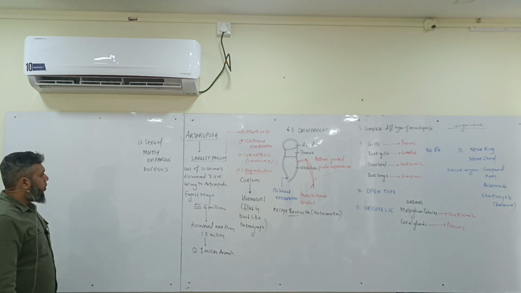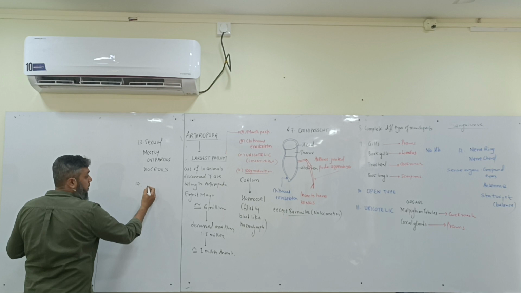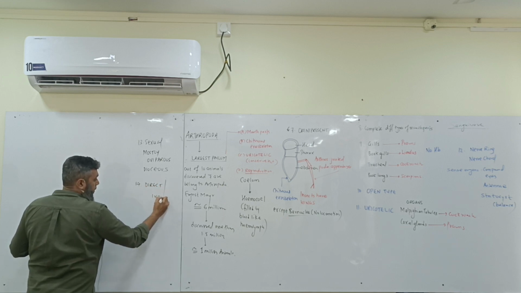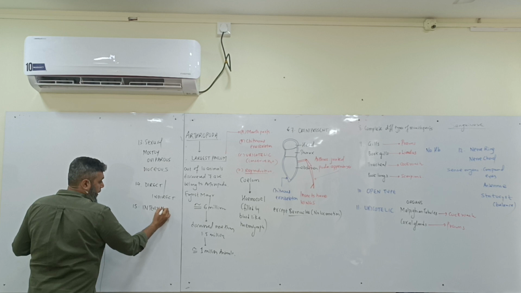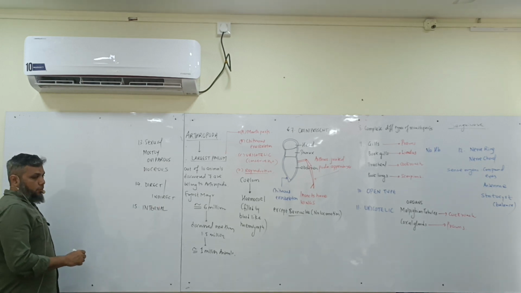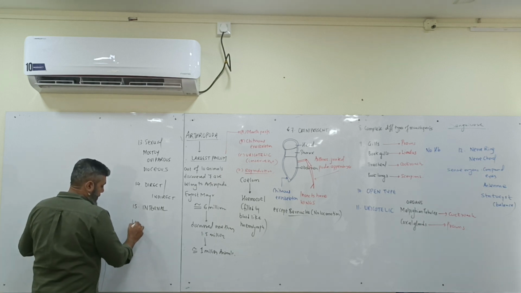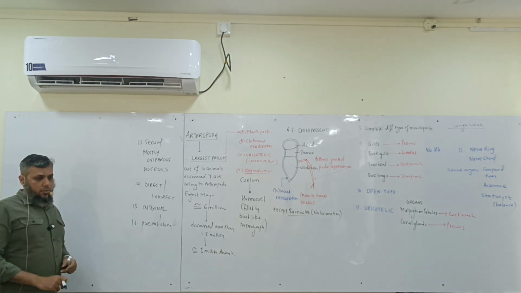Got it? What's the 14th point, guys? Development is direct or it can be indirect. 15th point is fertilisation. Mostly it is going to be what? Internal. What's the 16th point? Larval stages. If it is indirect, present, in certain cases it will be what? Absent. So easy, lemon squeezy.